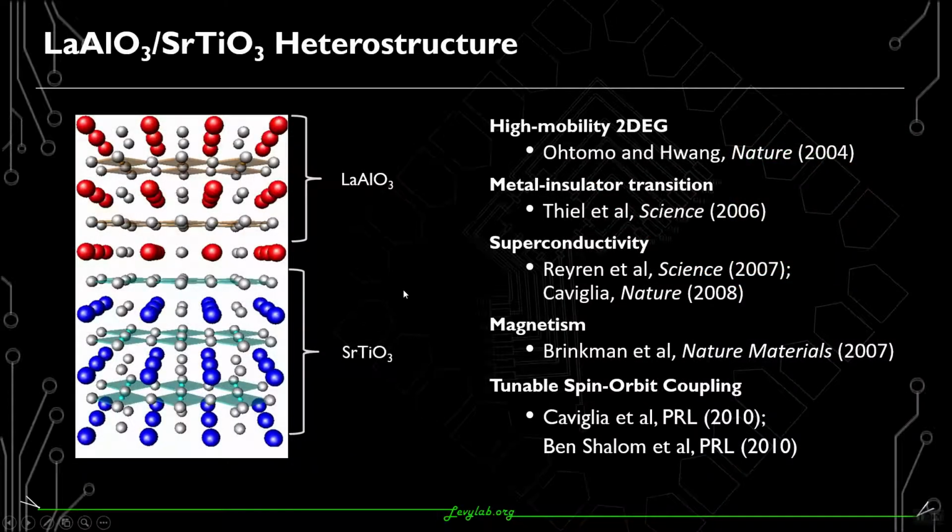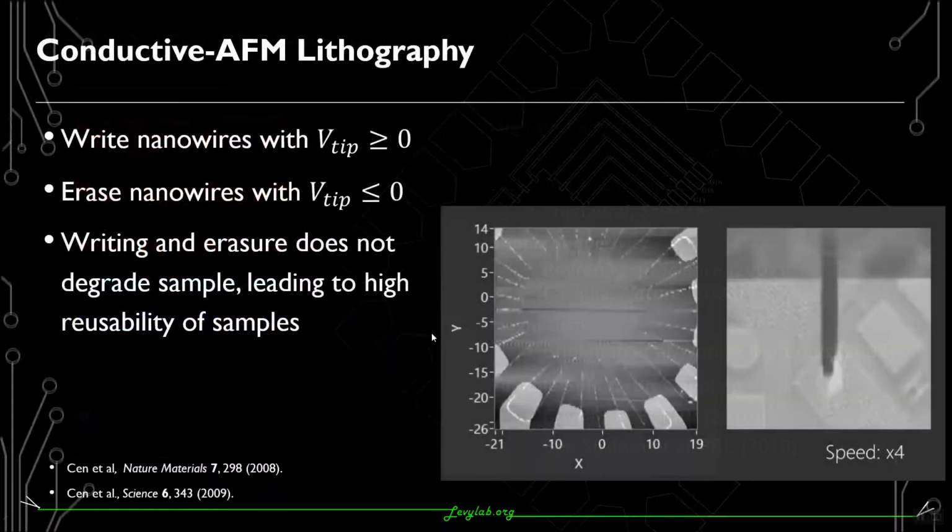The LaO-STO heterostructure is a really interesting material. It exhibits some fascinating properties such as a high mobility two-dimensional electron gas that forms at the interface between the lanthanum aluminate and the strontium titanate, a metal insulator transition, superconductivity, magnetism, tunable spin-orbit coupling, and more. Due to all of these interesting properties, we're able to pattern devices into the two-dimensional electron gas that appears at the interface between the lanthanum aluminate and the strontium titanate.